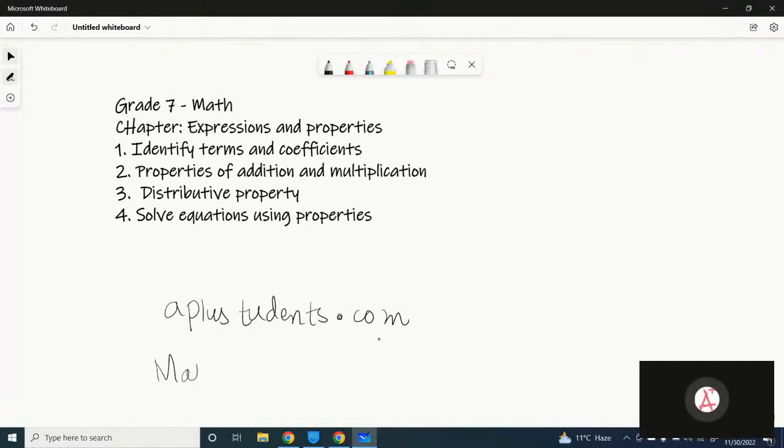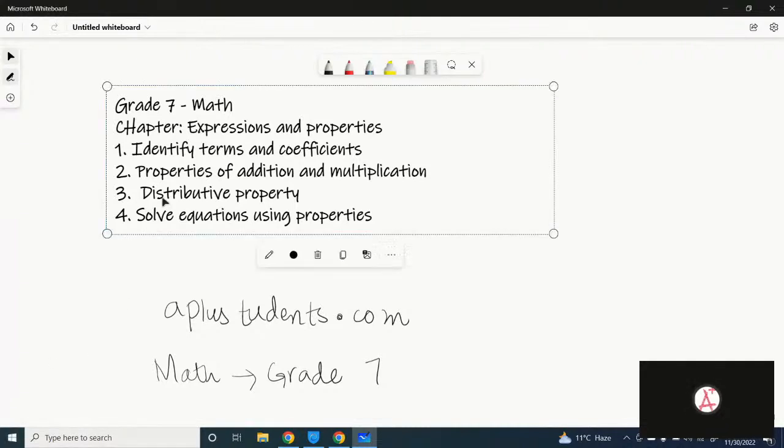Then you have to select math from the subject tab, scroll down to grade 7 maths, and find the chapter that is expressions and properties. So, we're going to start with the chapter expressions and properties, and the lessons we are going to cover today are identify terms and coefficients, properties of addition and multiplication, distributive property, and solve equations using properties. Got it? This is the list of the lessons we are going to cover today.